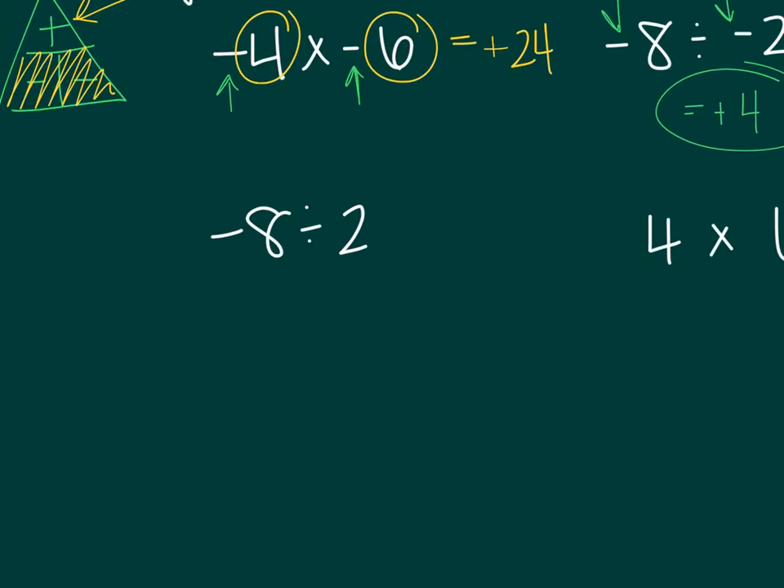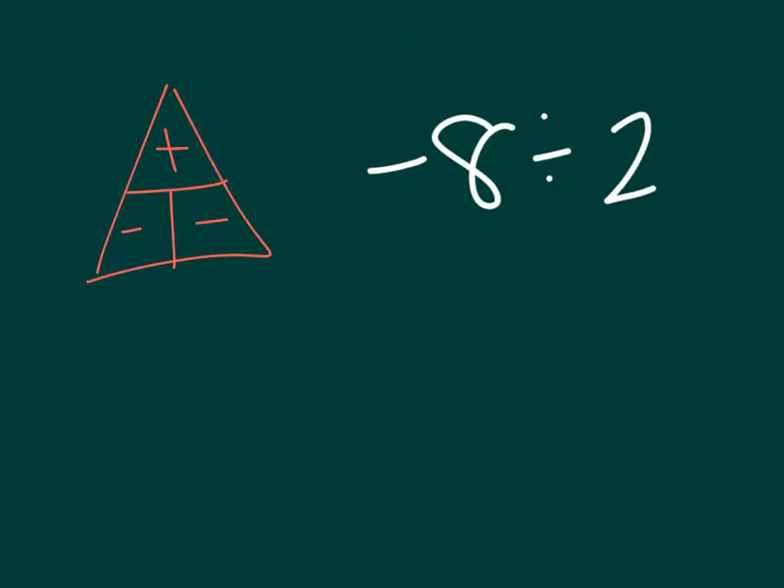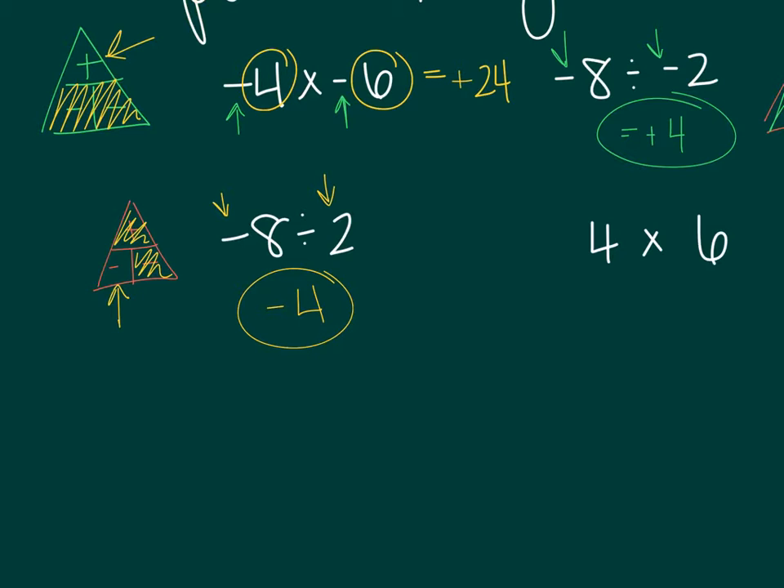Now let's look at another example. Same numbers, except we're working with negative 8 and positive 2. So if I draw out my triangle, positive, negative, negative, I have one negative, but then there's really a positive in front of that too, right? So I have a positive. So then I should end up with a negative. 8 divided by 2 is going to be 4, and because I should end up with a negative, it will be negative 4.